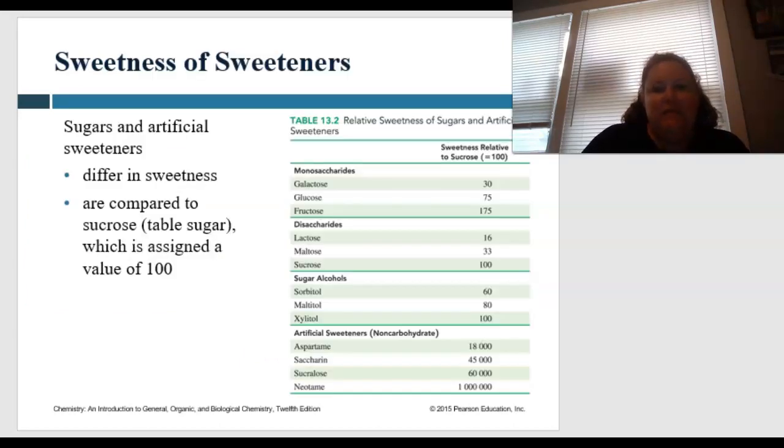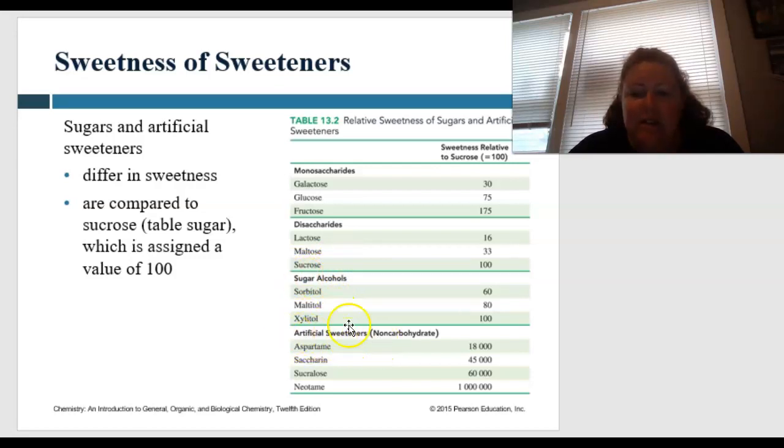So the sweetness of sweeteners. Sugars and artificial sweeteners differ in sweetness, and they're compared to sucrose, or our regular table sugar, which is assigned a value of 100. So if we look at the monosaccharides and the sweetness, galactose and glucose are going to be less sweet than sugar, where fructose is going to be more sweet. And fructose is in a lot of fruits, right? So your disaccharides, again, not so bad. Then sucrose is your litmus. And then your sugar alcohol, and so on.